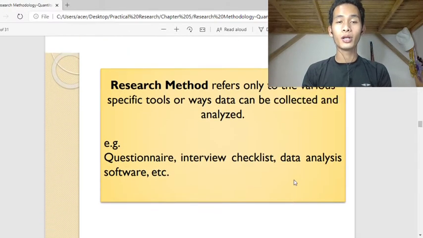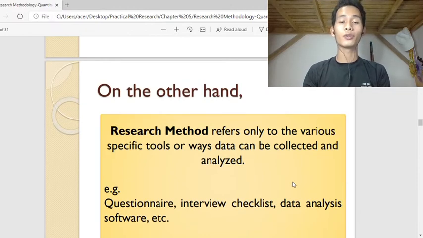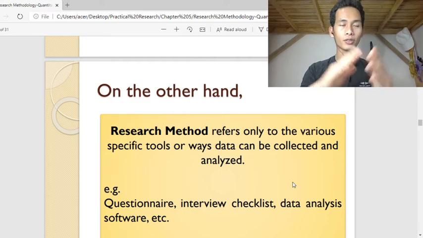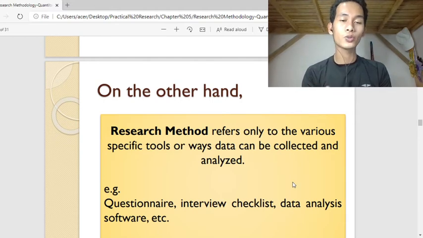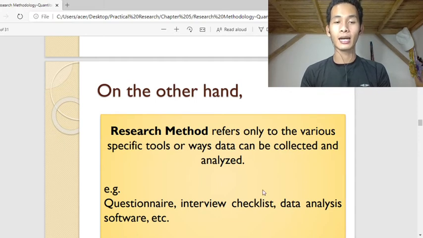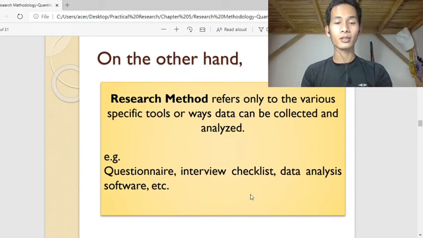On the other hand, research method refers only to the various specific tools or ways data can be collected and analyzed. Methodology talks about the whole process of conducting the research, which is composed of research methods, di ba? Research method is specific. It refers to specific tools or specific ways of collecting and analyzing the data. Research methods are the questionnaire, interview checklist, data analysis software. So methodology talks about the whole process of doing the research.